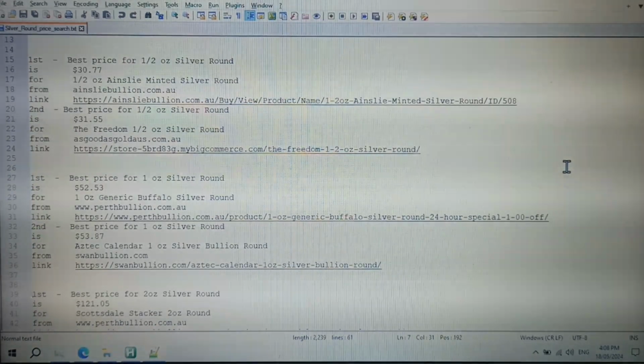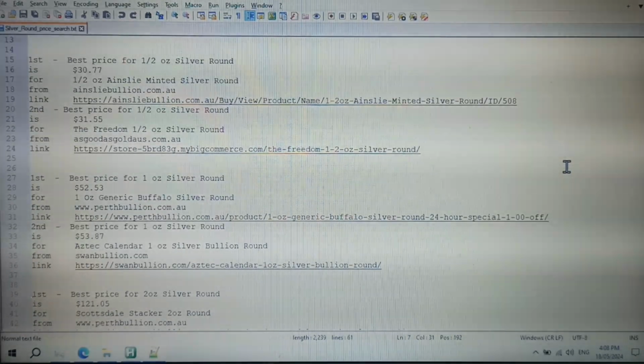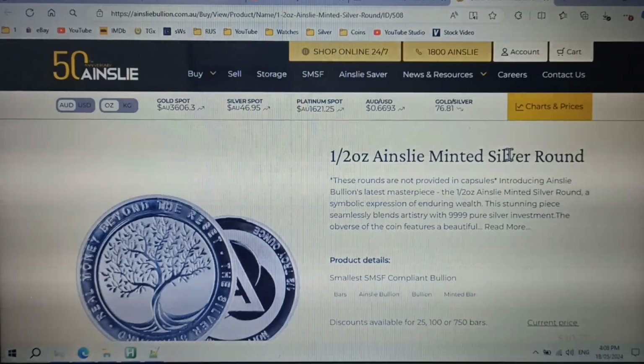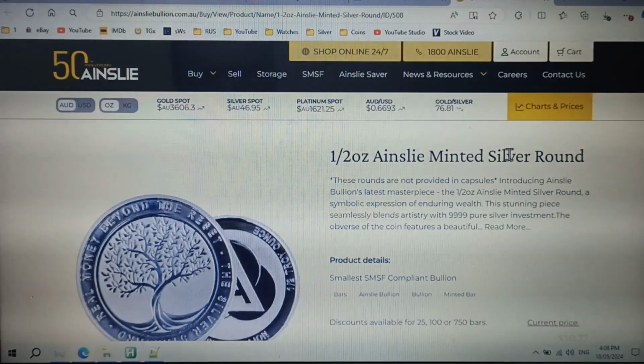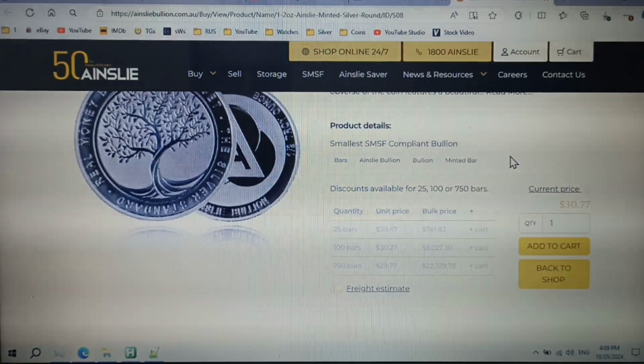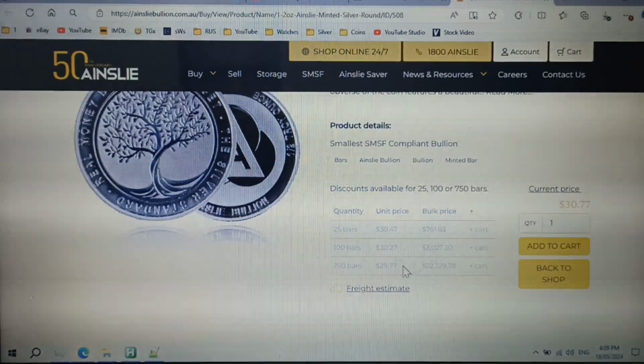Best price for half ounce silver round is from Ainsley Bullion. Second best price is from As Good As Gold Australia. The price difference is 88 cents. Let's have a look at the best price. So Ainsley Bullion offering half ounce silver round and they're only asking $30.77. And if you wish to buy more, there's a breakdown for more.